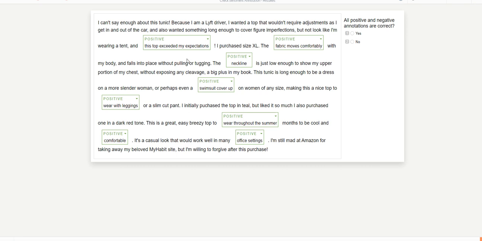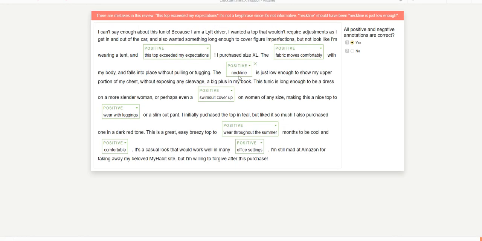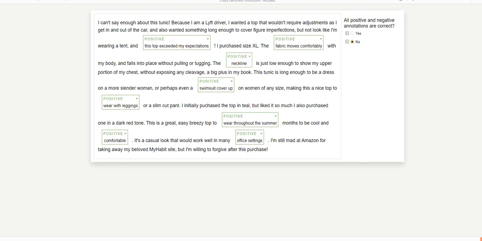"This top exceeded my expectation. Fabric moves comfortably. Neckline, swimsuit cover, wear with leggings, wear throughout the summer, comfortable, offers settings." That's all positive. There are mistakes in this review. "This top exceeded my expectation" is not a key phrase since it is not informative. So, okay, we made a mistake, one mistake.